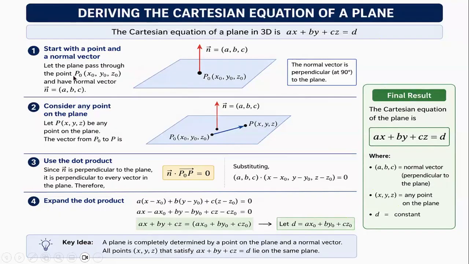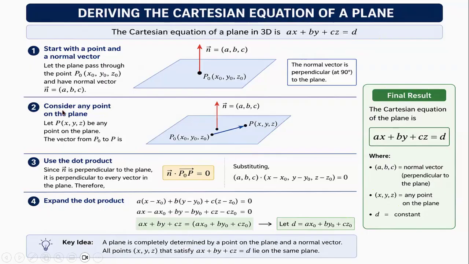So let the plane pass through the point (x0, y0, z0). And you have a normal vector, which is n, the vector (a, b, c). So the normal vector is perpendicular at 90 degrees to the plane. So that is this red line here.